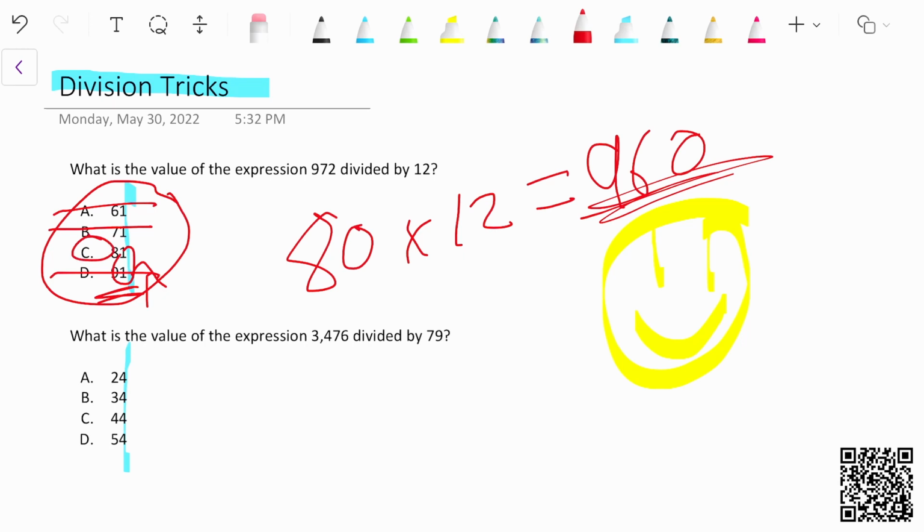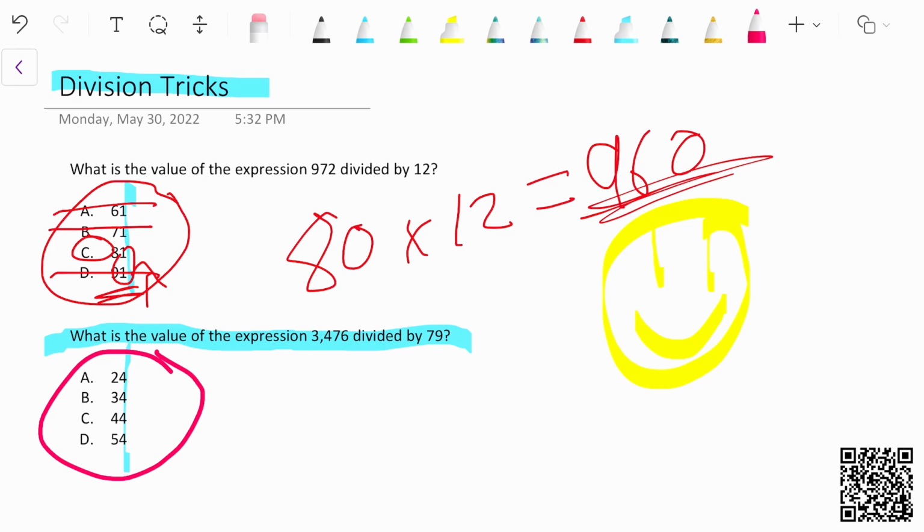So following the same logic, let's look at the next question, which is, what is the value of the expression 3,476 divided by 79? Here, we saw from previous experience that the biggest one is actually pretty big, so let's look at it from the bottom up. But first, let's look for any obvious answers. We have A, B, C, and D: 24, 34, 44, and 54. No obvious answers yet, just about 10 apart from each other. So we're looking from D again, which is 54.